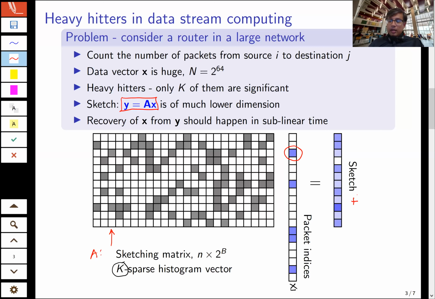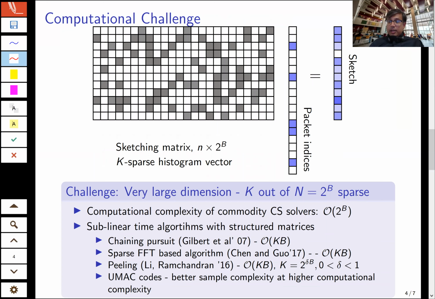Okay. Now, the problem in implementing this is really that the complexity of decoding is very, very large if you're not careful about it. Because naively speaking, the sketching matrix is too large. It's of dimension n by 2 to the b. And of course, b is of the order of 64. So this is an extremely large matrix.